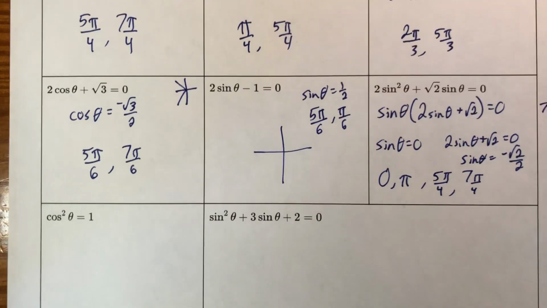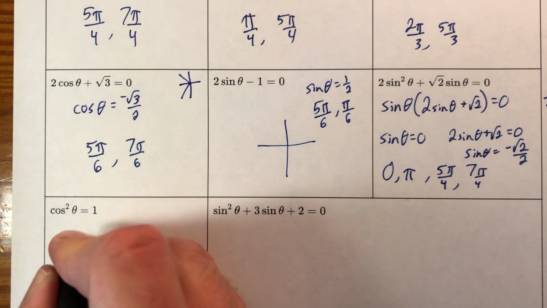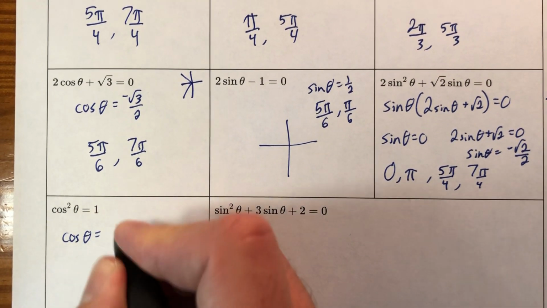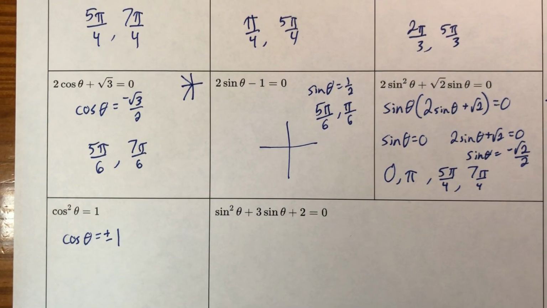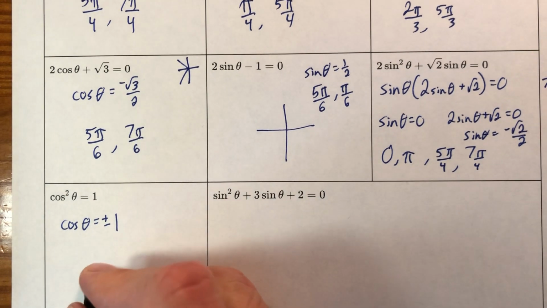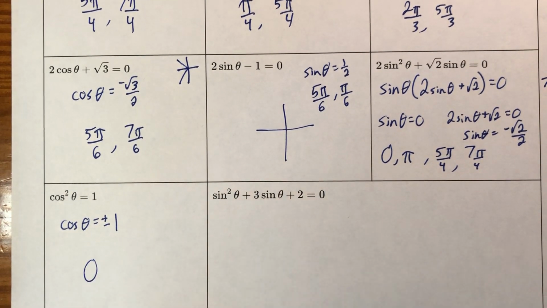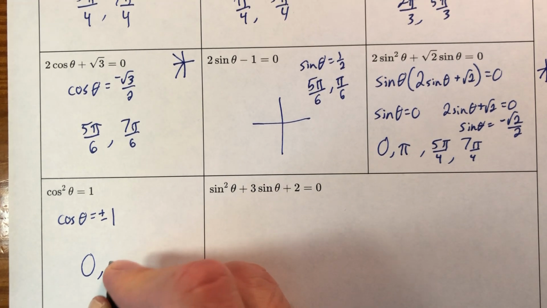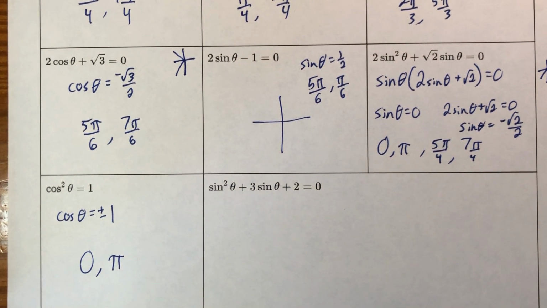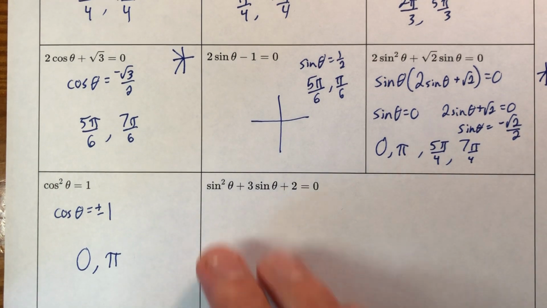All right, as we get to the next one, you're probably like, well, why don't we just square root? Yeah, why don't we? Let's do it. If I square root both sides, I'd have, well, 1. But I have plus or minus 1. So I need everywhere that cosine is positive 1, which is here. Everywhere that cosine is negative 1, which is here. And that's it.